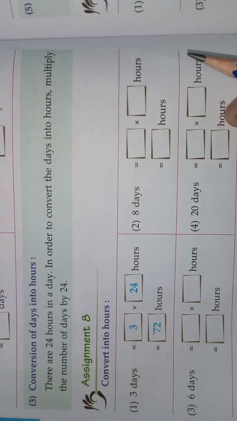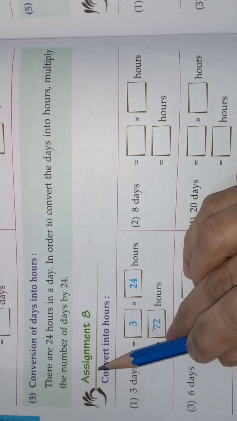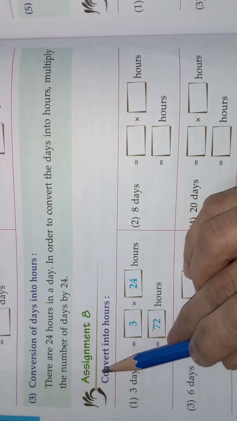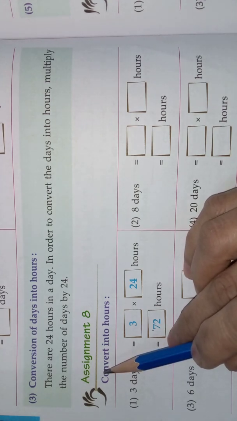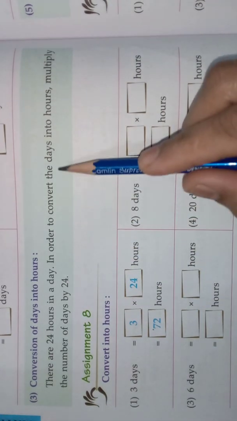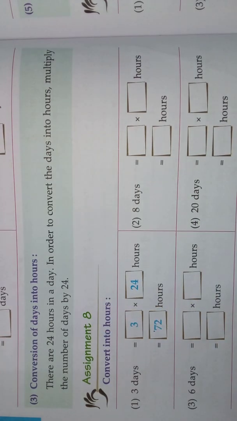Days into hours. So, how many hours are there in a day? 24 hours, that we know, no? So one day is 24 hours. We can find out how many hours are there in a day. It is very easy. By multiplying by 24, we can convert days into hours. There are 24 hours in a day. In order to convert the days into hours, multiply the number of days by 24.